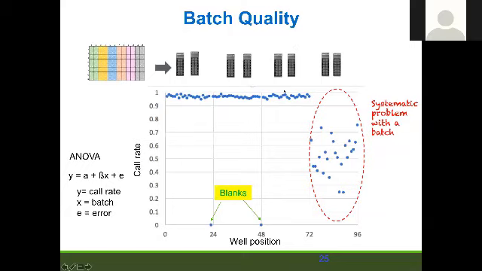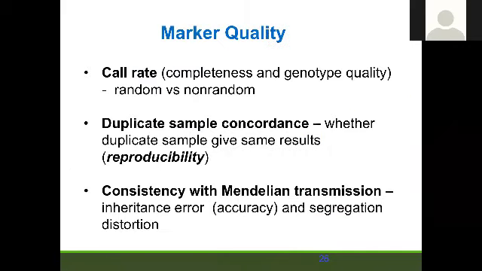Another aspect is batch quality, which is usually the provider's job to do first. We hope they do it, but even if they don't, we can quickly check if we know the batch. This is an array, so they usually have two chips per batch. So you can see the problem with this batch. The next aspect in marker quality depends upon call rate, reproducibility, which means you need to have duplicated samples, and the Mendelian error rate.